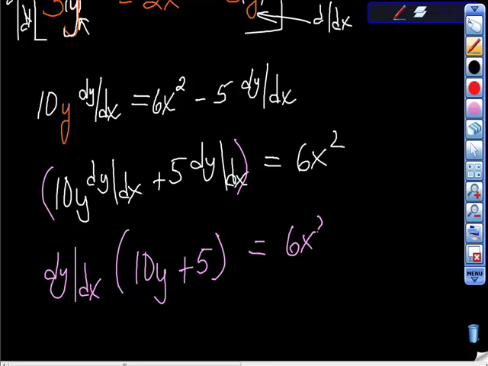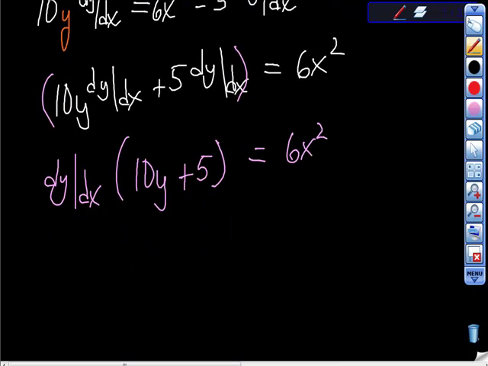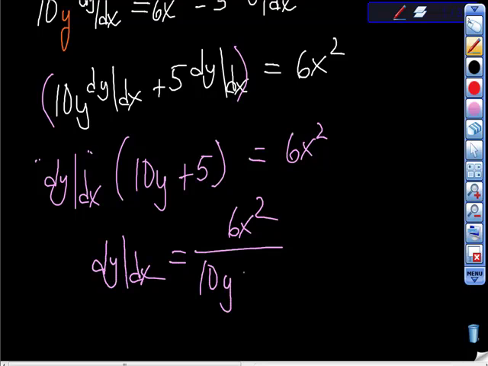Equals 6x squared. And now, of course, the goal is to get this thing by itself. So I'm going to divide both sides by 10y plus 5. So dy/dx is equal to 6x squared over 10y plus 5.